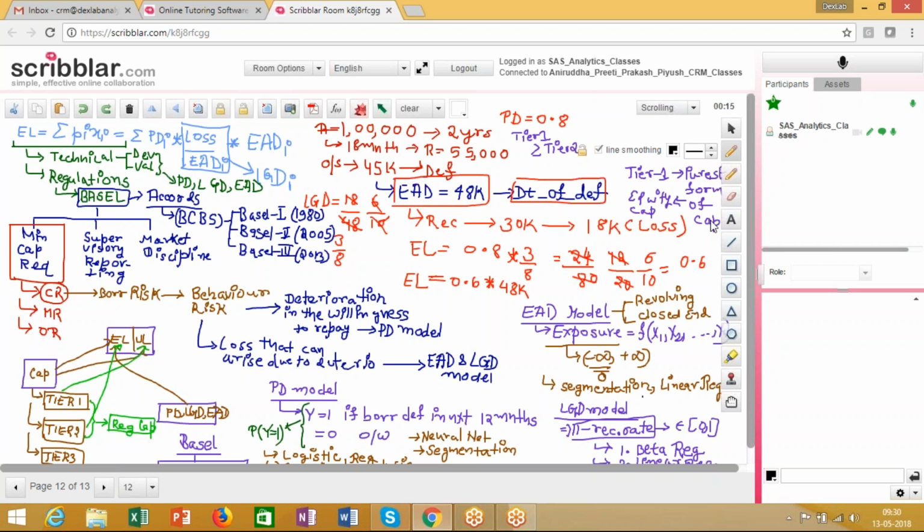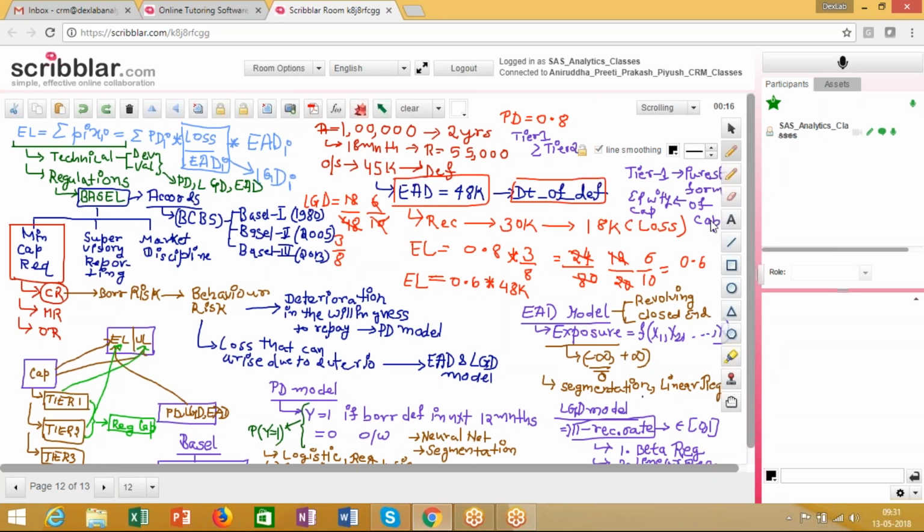So basically, when we are developing these models, I'm talking about a dependent variable and independent variables. Obviously, the independent variables would differ basis the products. The independent variables which explain the probability of default for a credit card would be very different from that of a mortgage, and that in turn would be very different from that of a commercial product.